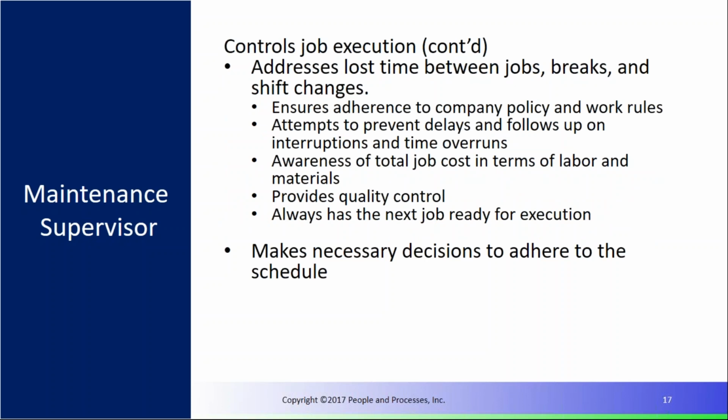We talked about adherence to company policy, delays, and understanding the costs for the job. And we talk about having the next job ready for execution. You should always, as a supervisor, have jobs in your back pocket. Say we can't do this job right now because something happened in production and they're not able to finish the run, and we're going to have to run a little bit longer. So, hi Fred, John, can you guys go and knock this other job out for me?